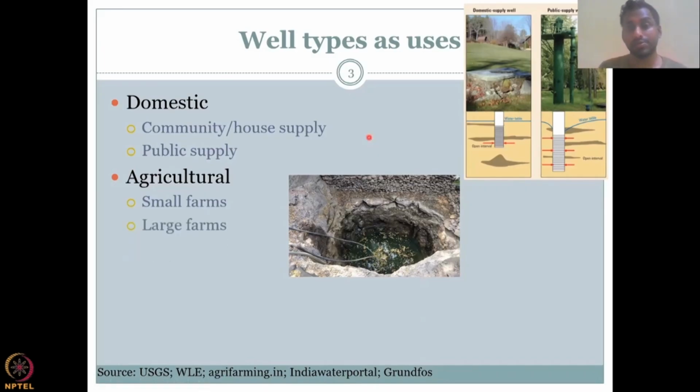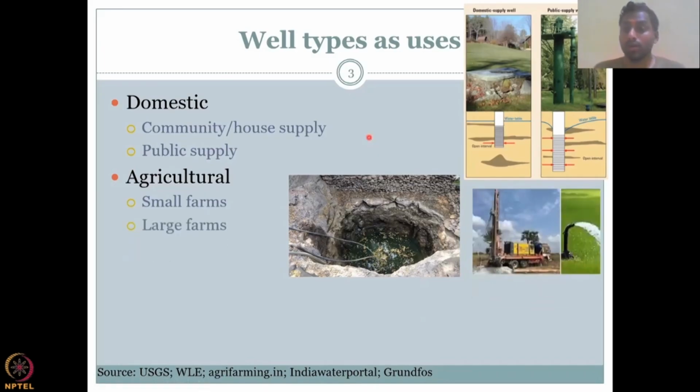Then there are large farms where it is more of a bore well type, where you bring a rig and dig a well, and then a pipe comes out. That pipe would have either the motor within it as a submersible pump, or in most cases the pump is kept outside and it pumps using solar power or electricity. Solar is very hard because the pump has to operate at a high rate, so mostly it is diesel or electricity.